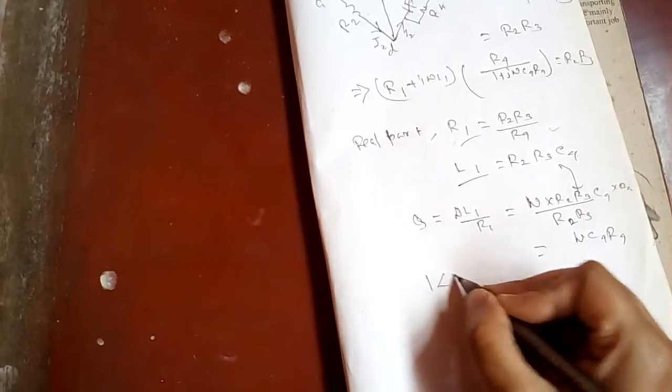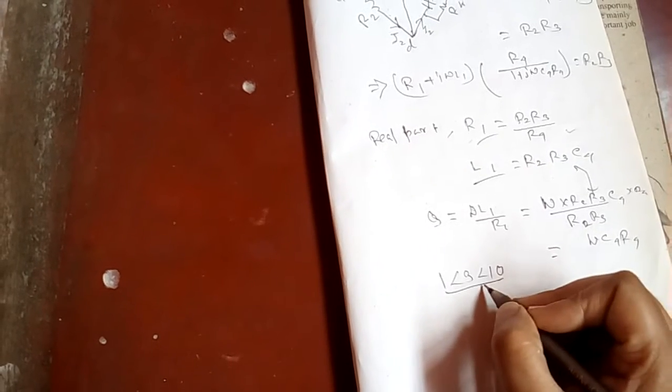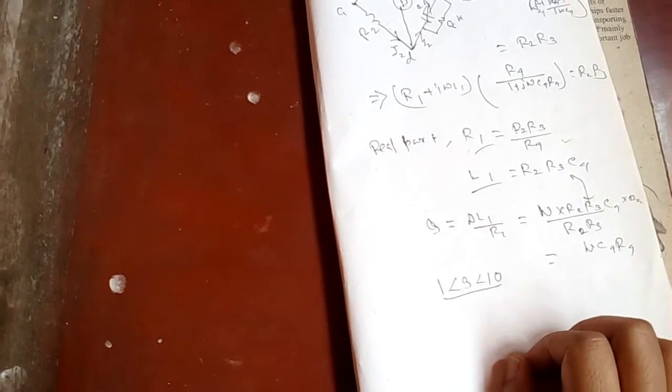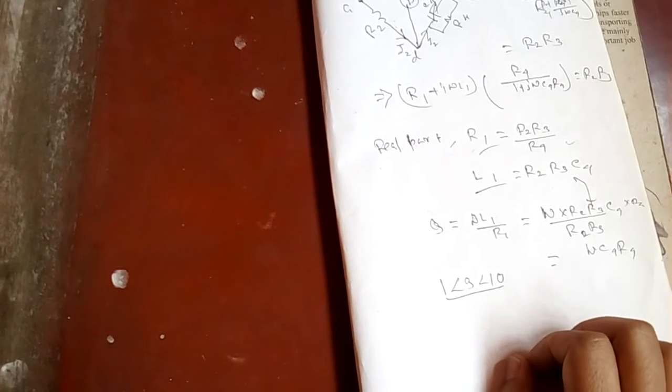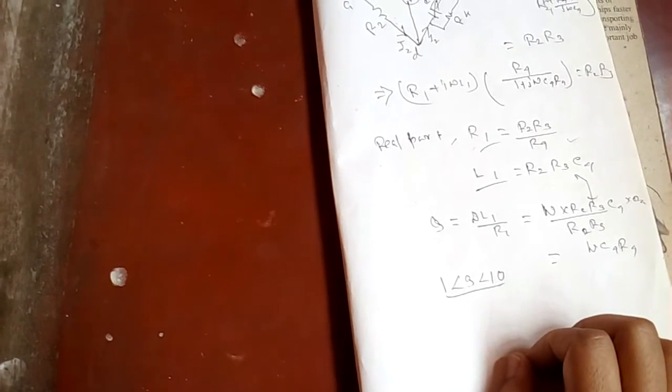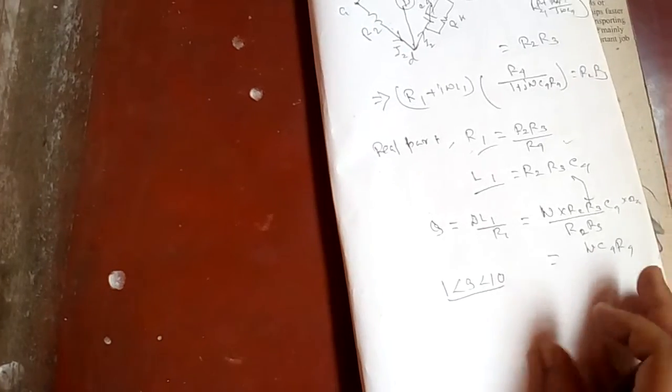But the disadvantage is that it is limited to low Q coils, where the Q value is 1 to 10. In between it can be measured, but if the Q is more than that, then it is a disadvantage. This disadvantage we can eliminate by the Hay bridge. So how do we draw the Hay bridge?